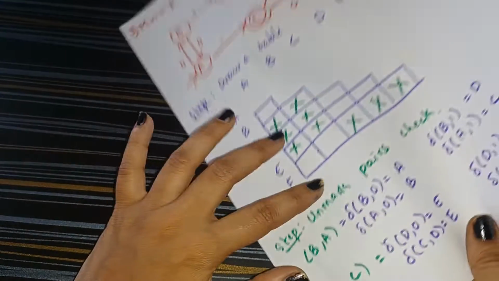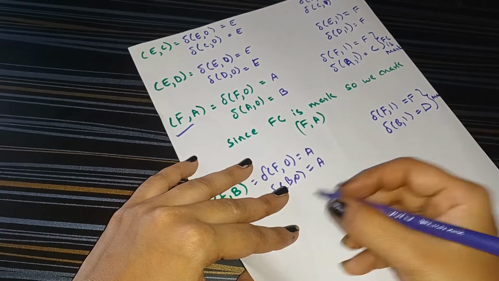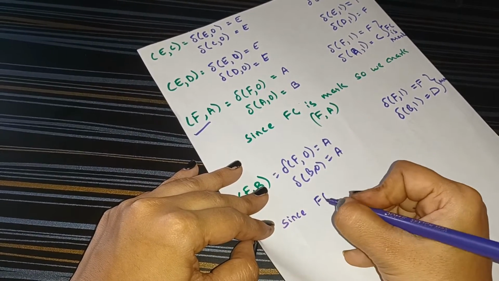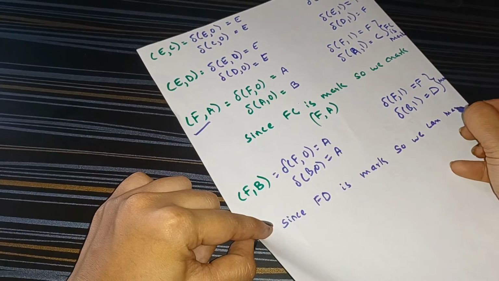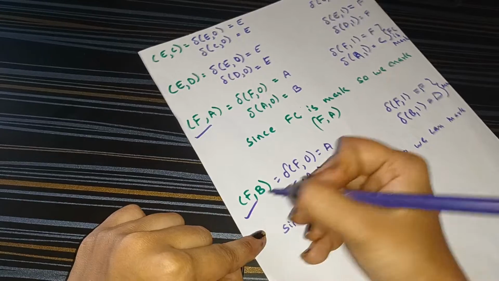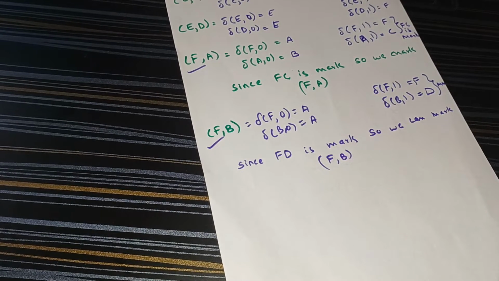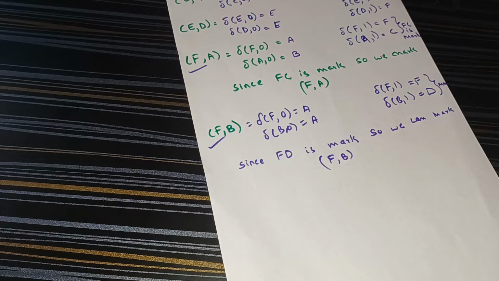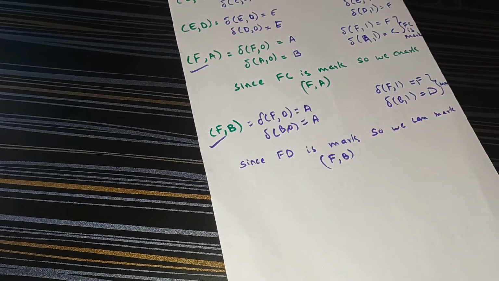Any one of the conditions is marked or not, we have to check. So FD is marked, so we can say that FD is marked. Since FD is marked, we can mark FB. Okay, so we can mark this also. Even if I do a second iteration, I won't get more marked pairs, so I will draw the table for this.